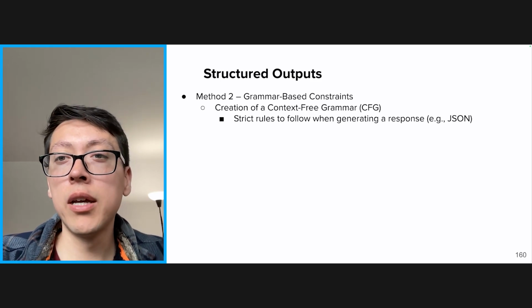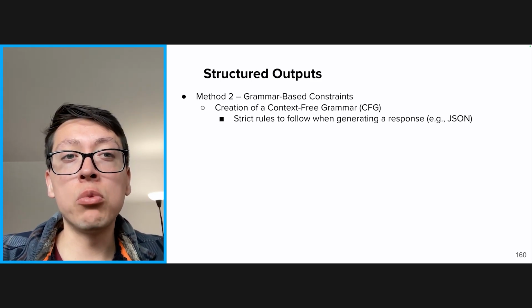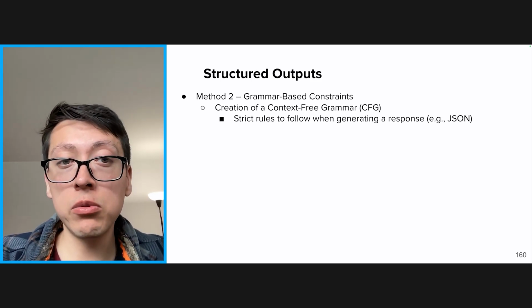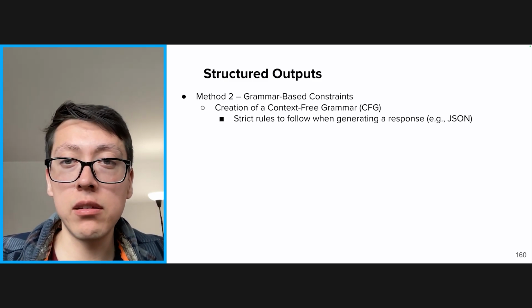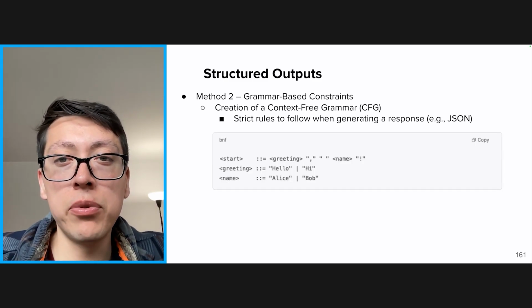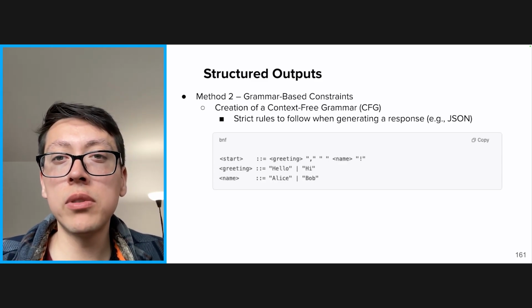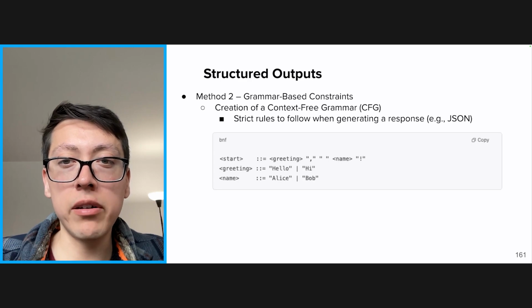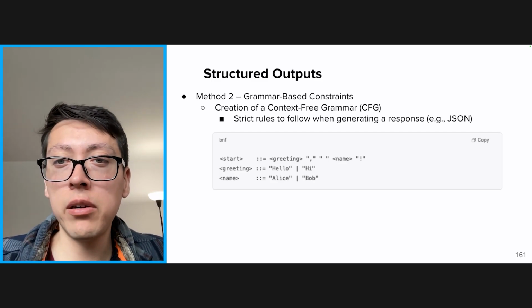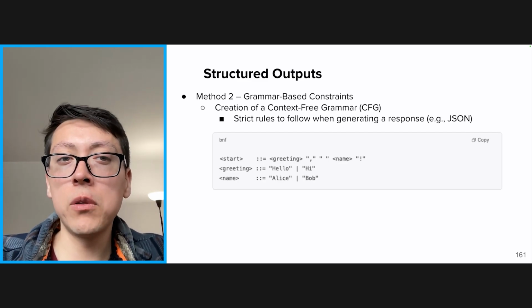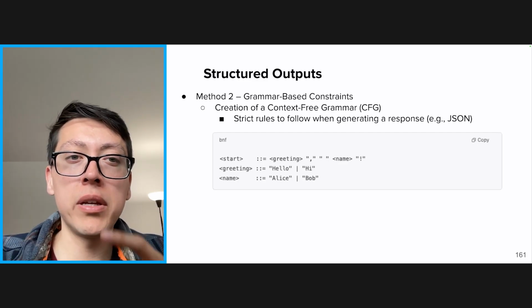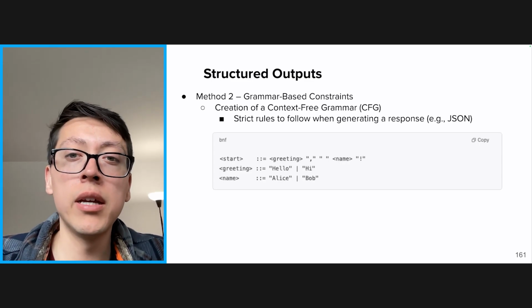So for example, I want to make sure that the rules will constrain the model to only generate a valid JSON. So here I put a very simple example of what these rules can look like. For example, here I start, and then the next token will need to be a greeting. And here the greeting is defined as hello or hi. So here the model has two available choices, and the model will choose depending on what has the highest probability.